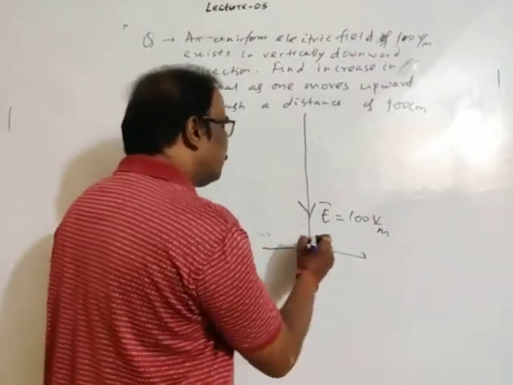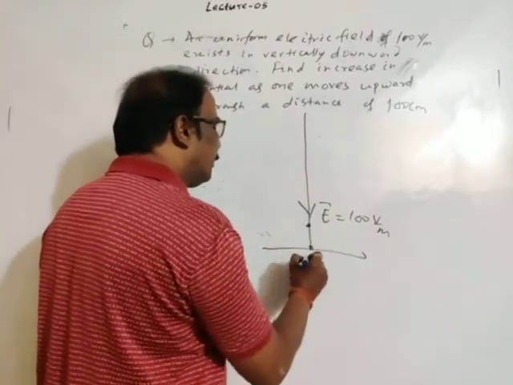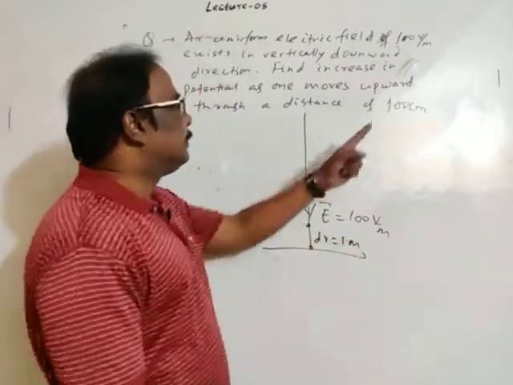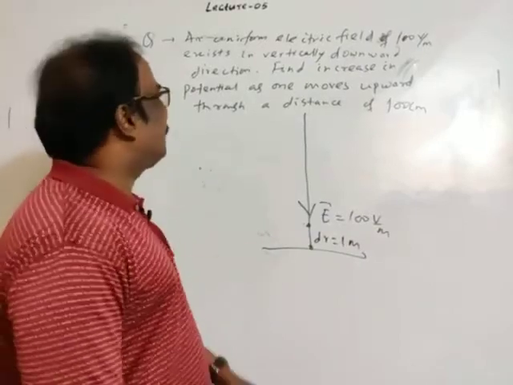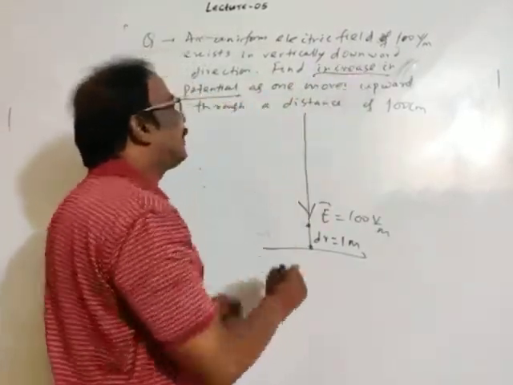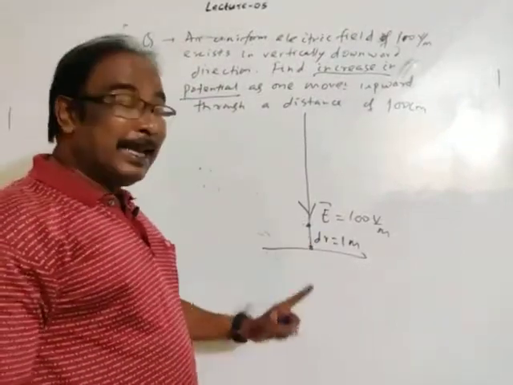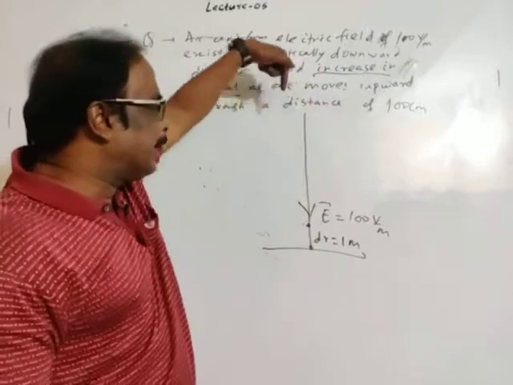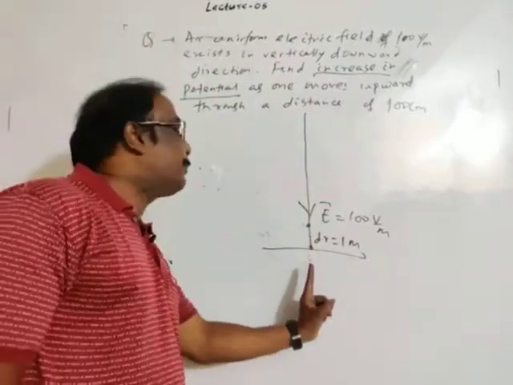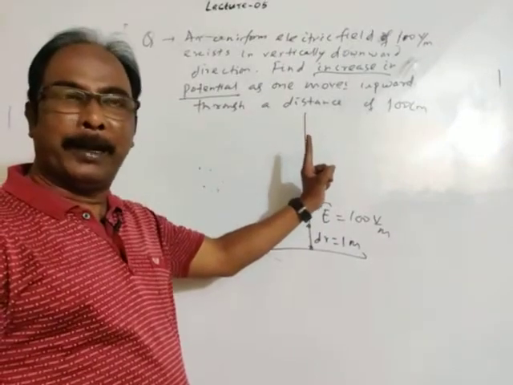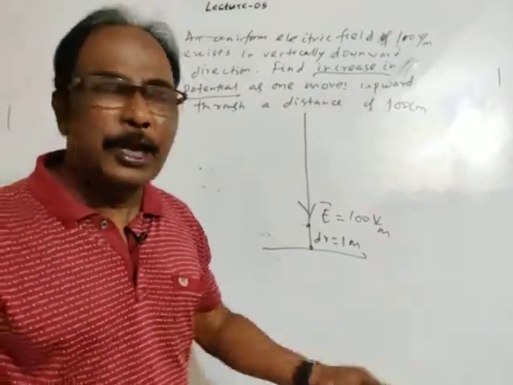So as one moves from one point to another through a distance of 100 centimeter, means 1 meter, what will be the increase in potential energy, increase in potential? See, this is the direction of electric field. Electric field is in downward direction. If you move upward, means if you move opposite to the direction of electric field, then potential will increase.